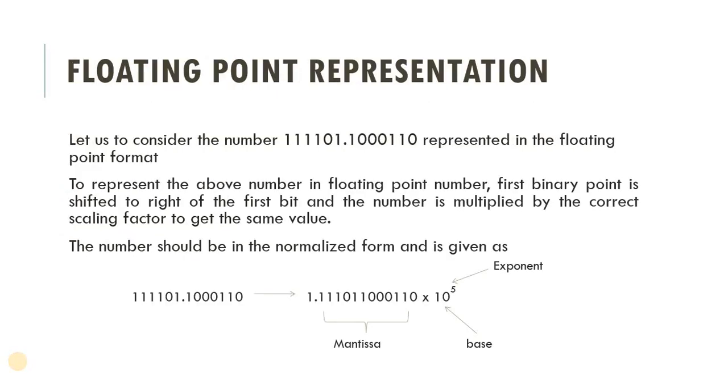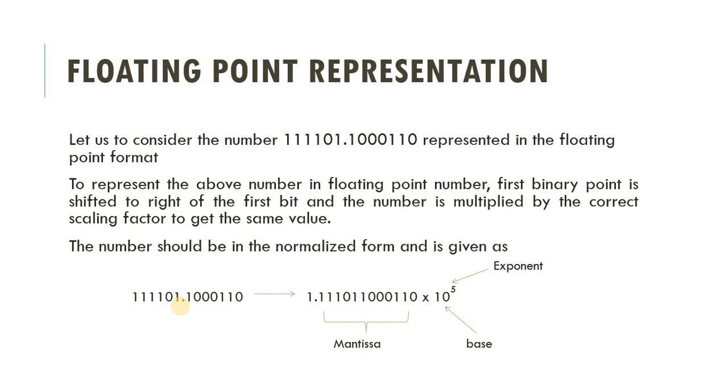Before we start, let's understand what is a floating point number. This concept we have already learned in our chapter number 1. So here I will revise it: any number something like this, 11101.1000110, will be normalized in the floating point number. So this is something like 1.1110111000110 into 10 raised to 5.